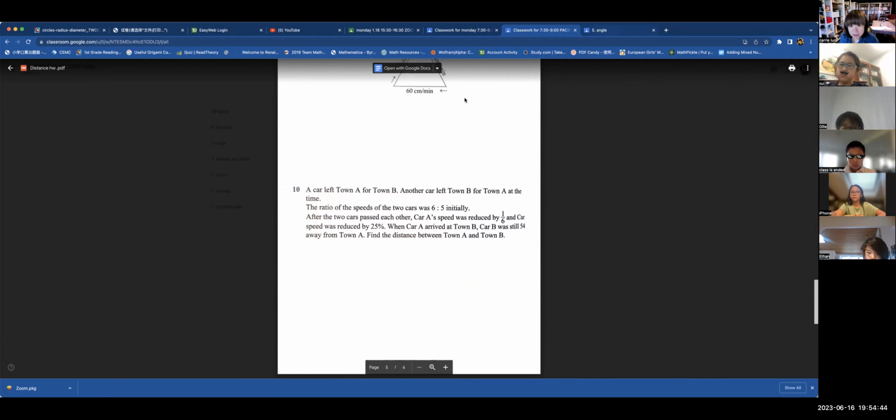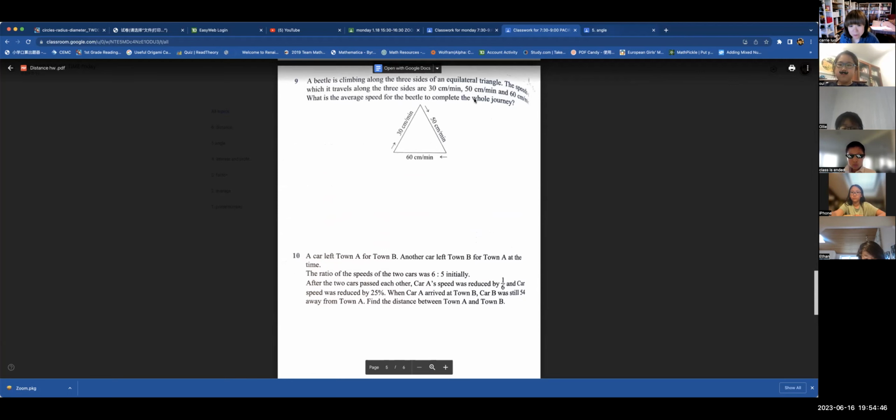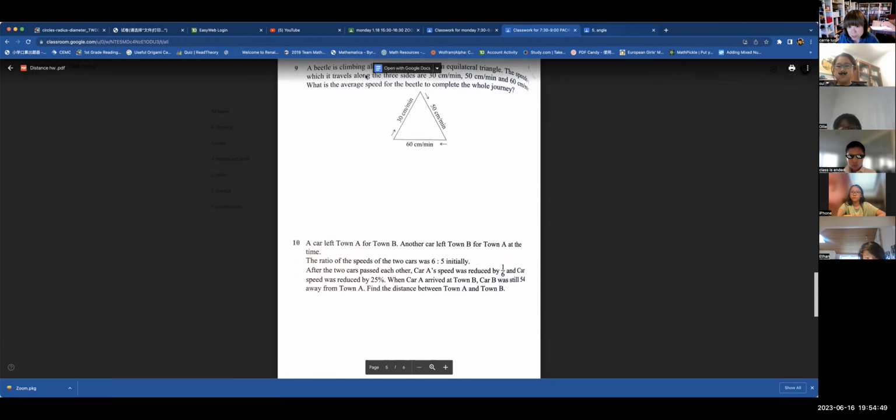So number 9 is actually very easy, right? Because when we're talking about the average speed, you need to calculate it with the total distance divided by total time. So let's take a look at number 10.